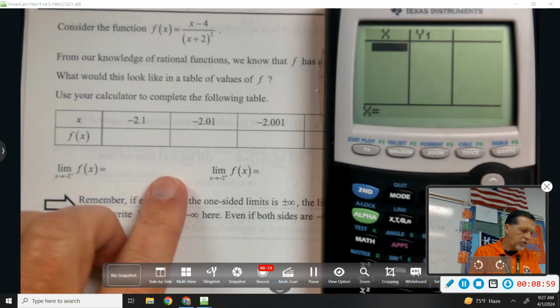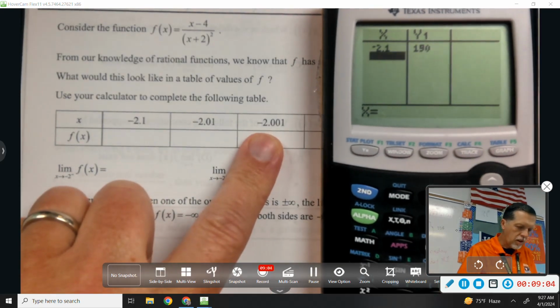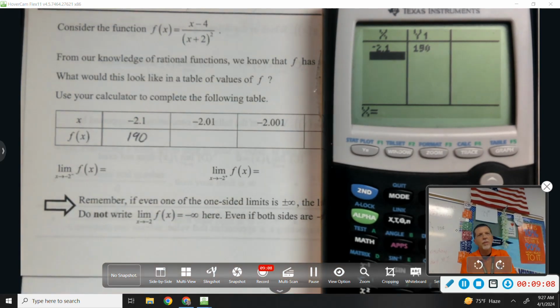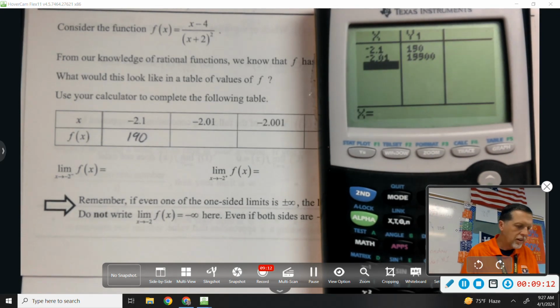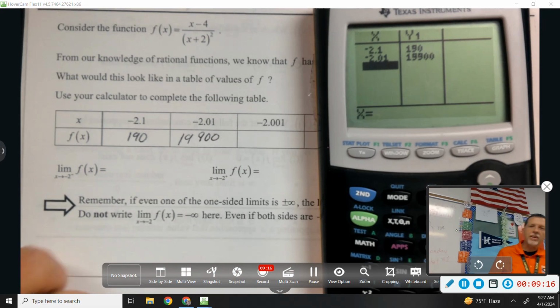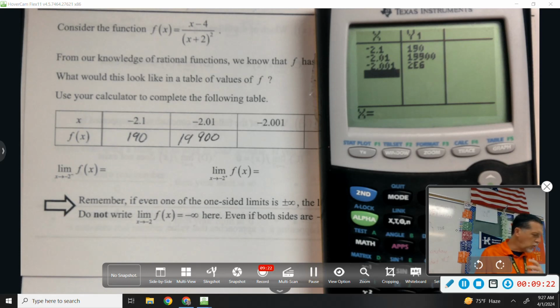So I'm approaching -2 from the left on this one. So -2.1, I'm up at 190. -2.01. This thing's blowing up in a hurry here. 19,900. 2e6. Put this in right?